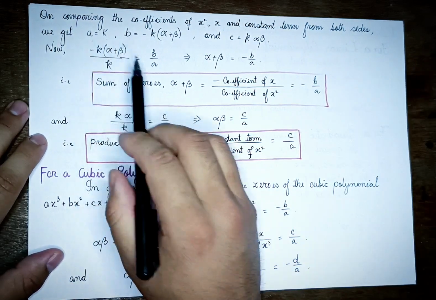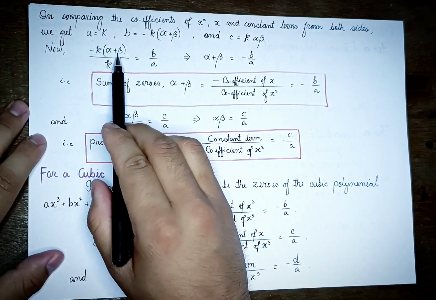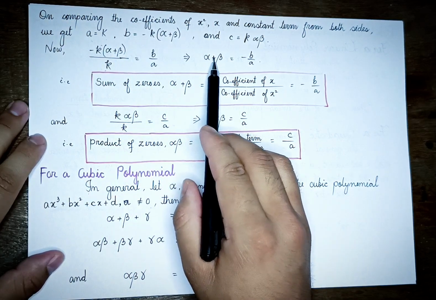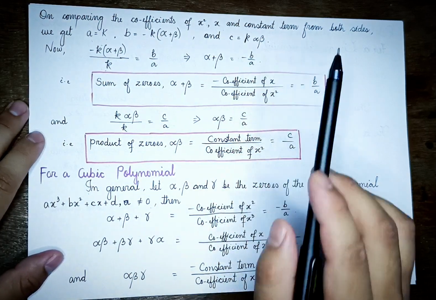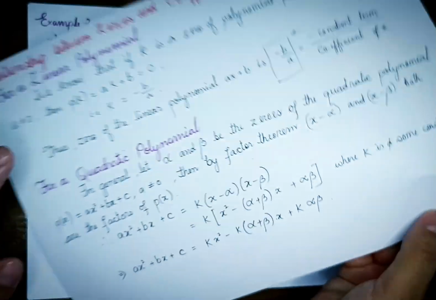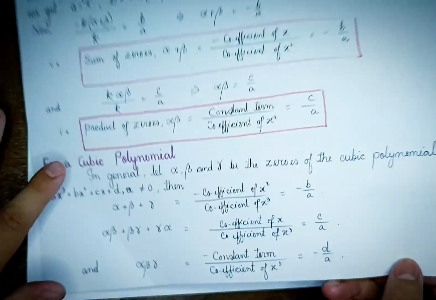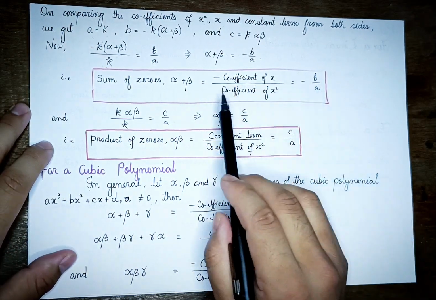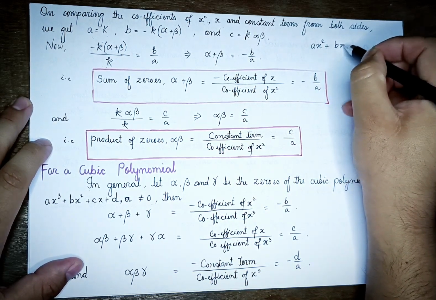So dividing these two, we get b/a, where the value of b is -k(alpha + beta) and the value of a is k. Cancelling k, we get alpha + beta, and multiplying by minus on both sides, we get -b/a. Here we already know that alpha and beta are the zeros of the quadratic polynomial ax² + bx + c. So the sum of zeros is -b/a.